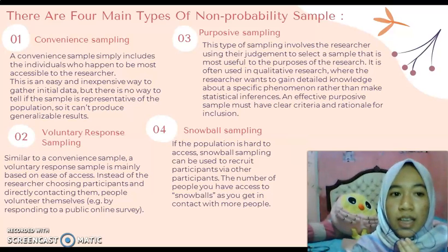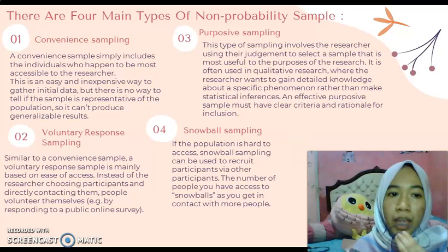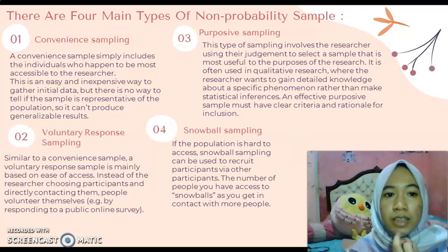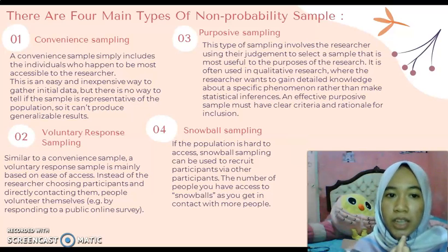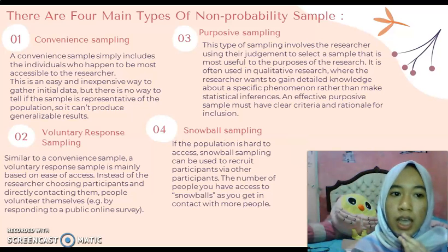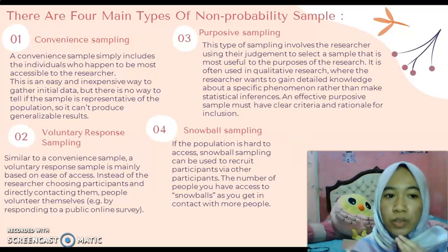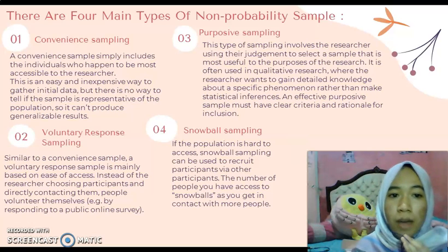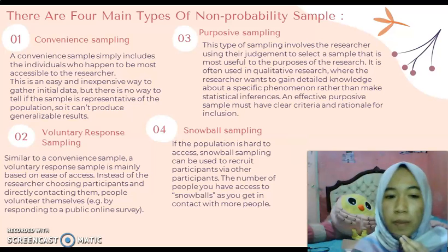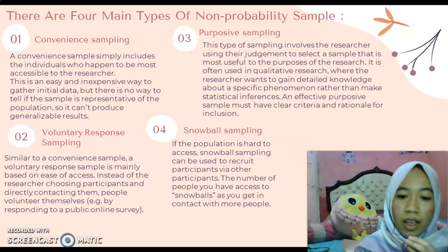The first is convenience sampling. The convenience sample simply includes the individuals who happen to be most accessible to the researcher. This is an easy and inexpensive way to gather initial data, but there is no way to tell if the sample is representative of the population, so it can't produce generalizable results.